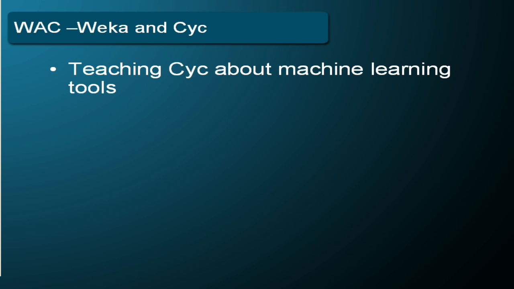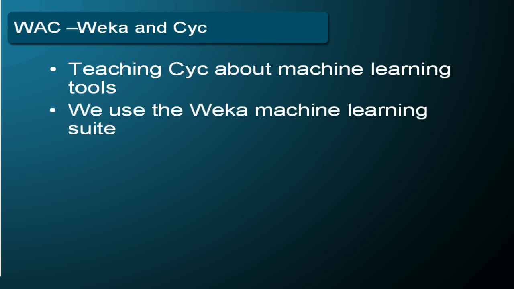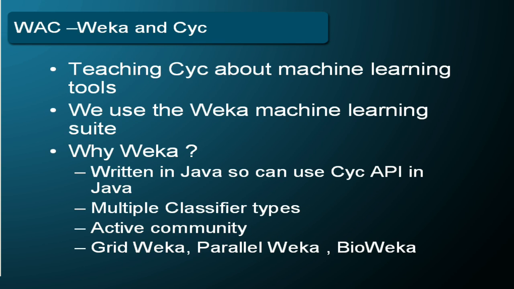The goal of combining Weka with Psych is to provide Psych with a set of open-source machine learning tools. We use Weka's machine learning toolset because it is written in Java and thus can utilize the matured Java API for Psych. It provides multiple classifier types including decision trees, support vector machines, neural networks, and others, and it enjoys an active developer and user community, resulting in constant updating of methods. Weka also has a number of parallel computer-based versions, which aids in future scalability.